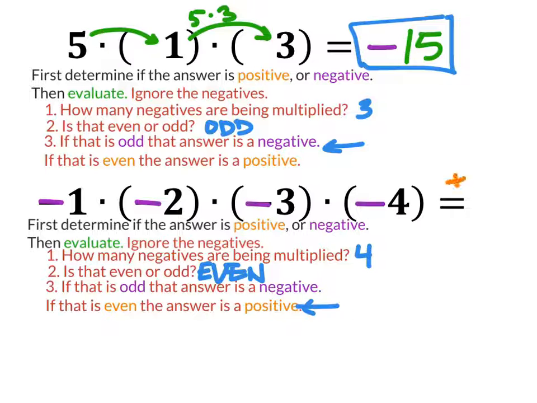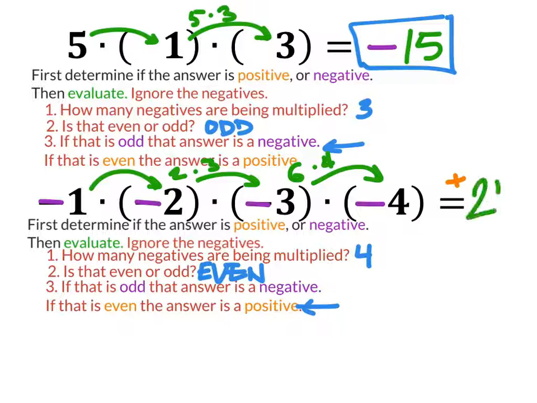So I'm just going to show the sign up here. It's positive. And again, I get to ignore all of the negatives at this point. And then I'm looking at 1 times 2, which is 2, times 3, which is 6, times 4, which is 24. So the final answer on this one would have been positive 24.